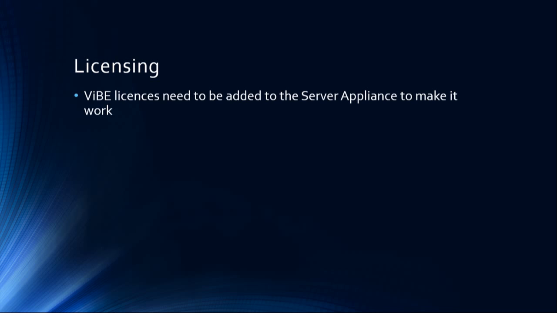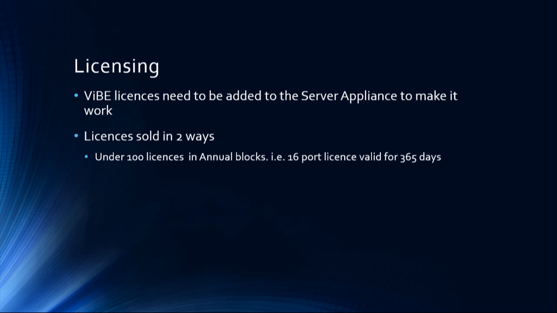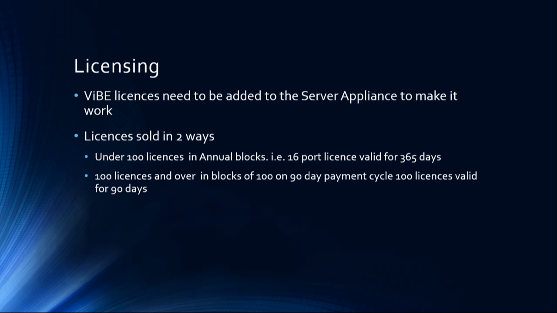You need to license the ViBE server. ViBE licenses control the simultaneous number of calls that can go through the server unit and are sold in two ways. If you're buying under 100 licenses, then you pay for it annually in advance. So i.e., if you're looking for a 16-port license, it would be valid for 365 days, after which you would need to renew that license. If you need more than 100 licenses, then you buy them in blocks of 100 and typically pay for these quarterly.